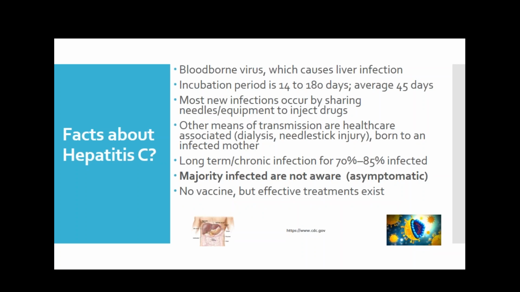So first, just a few facts about hepatitis C. Many of you are probably aware or knowledgeable about those. HCV is a blood-borne virus which causes liver infection. It has an incubation period of 14 to 180 days with an average of 45 days. Most new infections occur by sharing needles or equipment used to inject drugs. However, there are other means of transmission. Some are healthcare associated, for example through dialysis or through needle stick injury. And children born to infected mothers is also a means of transmission.